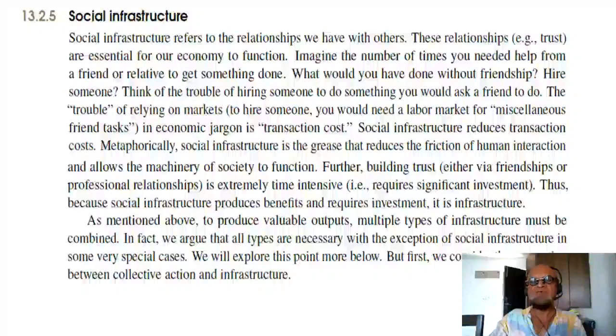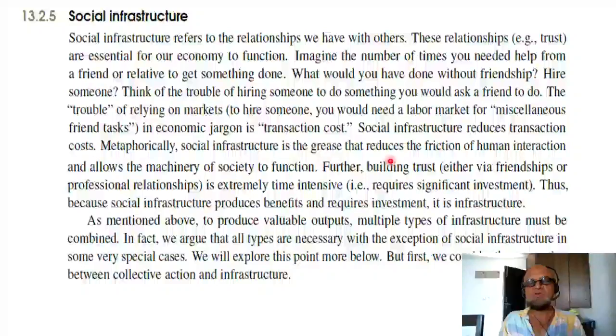Imagine the number of times you need help from a friend or relative to get something done. What would you have done without friendship? Hire someone. Think of the trouble of hiring someone to do something you will ask a friend to do. The trouble of relying on markets, such as to hire someone, you need a labor market for miscellaneous friend tasks. So in economic jargon, it is a transaction cost, right? Relying on markets has a transaction cost. Social infrastructure reduces transaction costs.